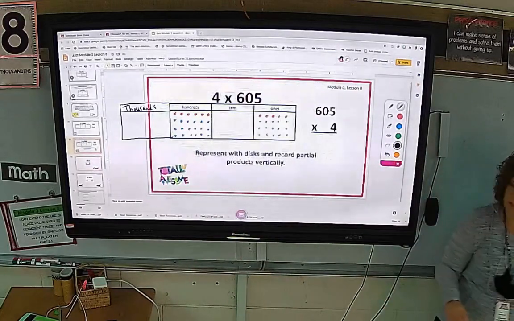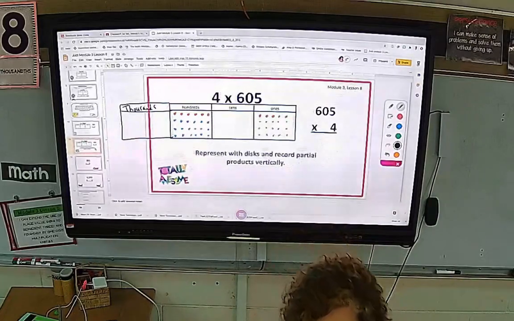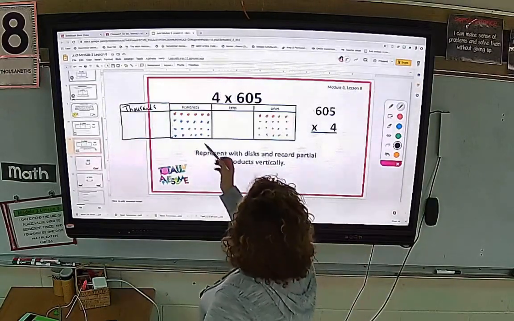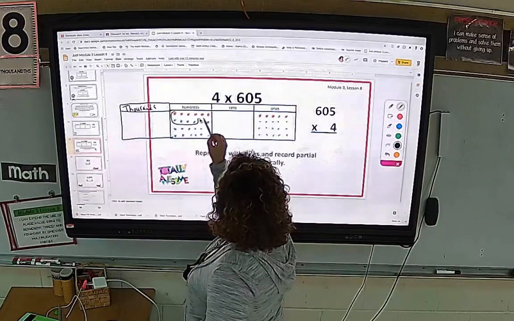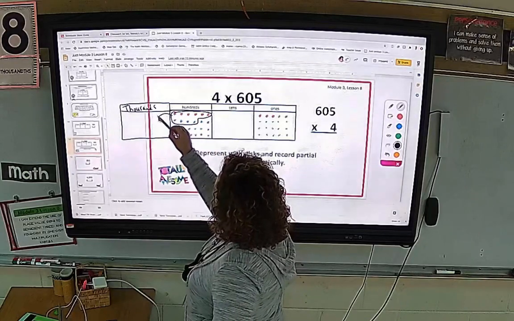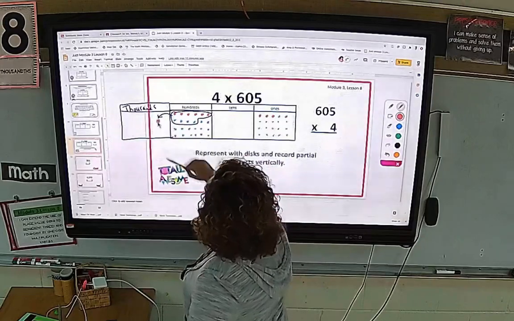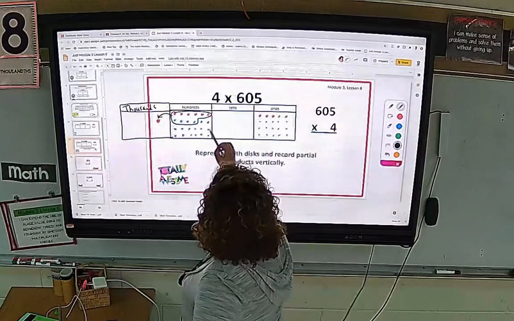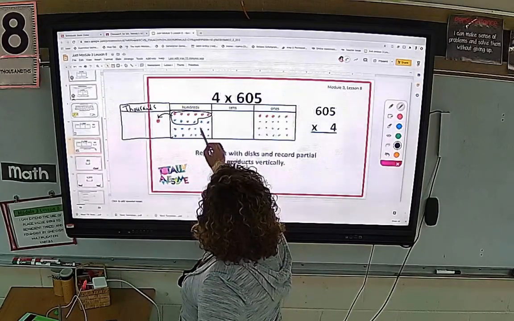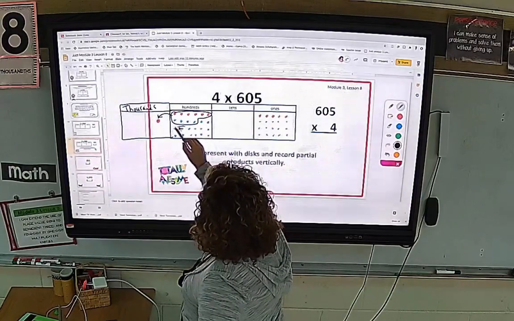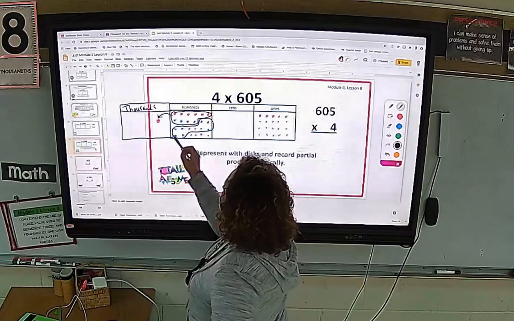Okay, so let's start with our hundreds place and bundle up as many groups of 10 as we can. We're going to move them over. So 6 and 4 more, that makes 1 group of 10. I'm going to draw an arrow and put the dot there. 6, 7, 8, 9, 10. I'm going to draw that one over.